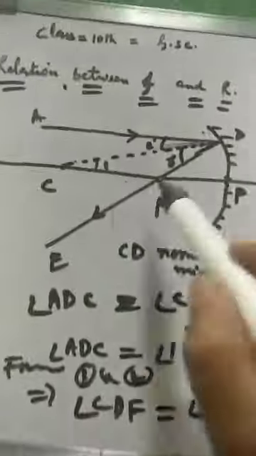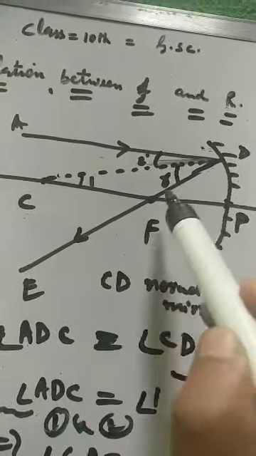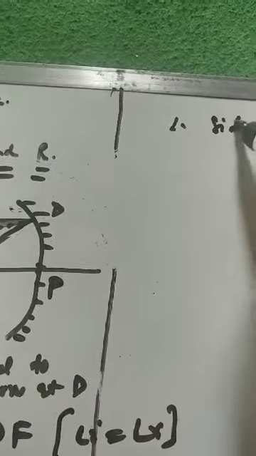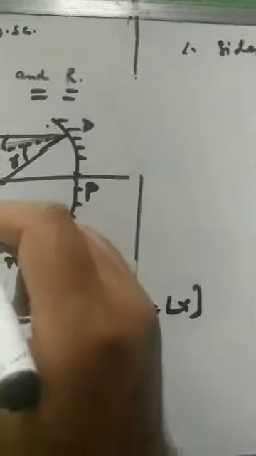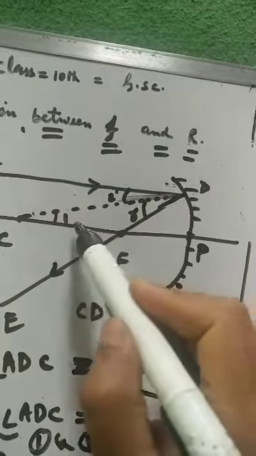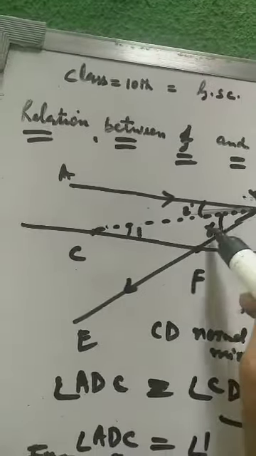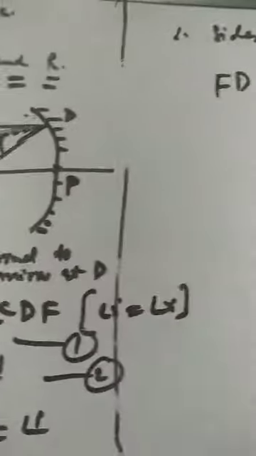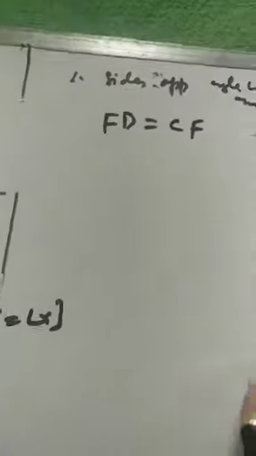Since in triangle ACDF, this is the triangle, two angles are equal, therefore by theorem, sides opposite to equal angles are also equal. So what is this side to this angle 1, that is DF. FD एंगल आर का अपोजिट साइड कौन सा है? CF, that is equal to CF. FD is equal to CF.